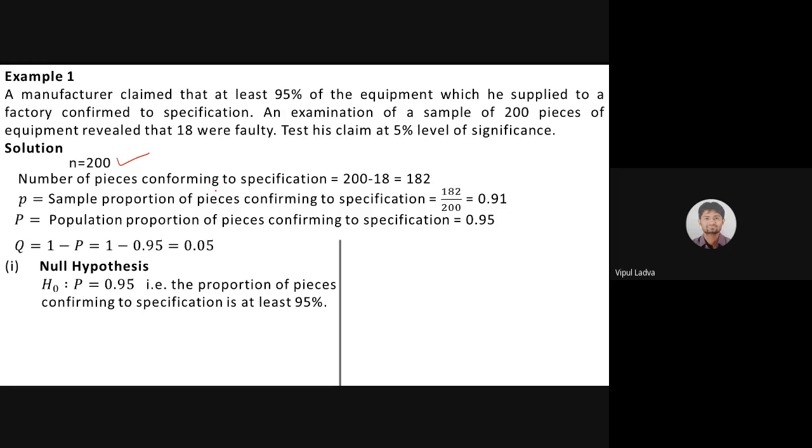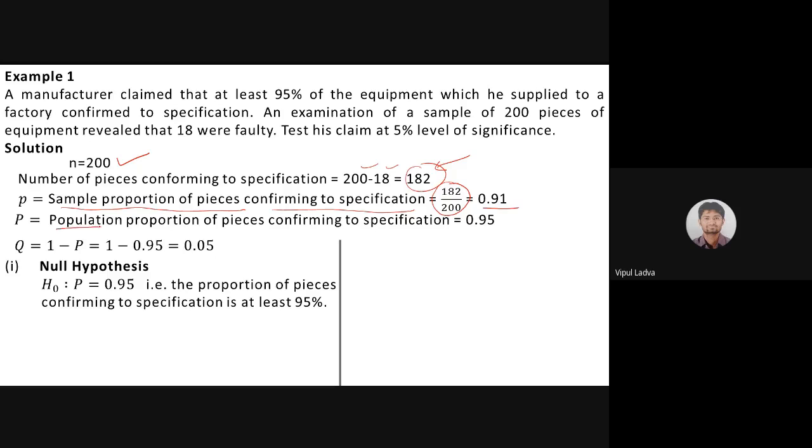The number of pieces conforming to specification is 200 minus 18, that means 182. That is tested okay material from that sample, 182. Using that 182, I can easily get the proportion related to the sample. Now, what is small p? Sample proportion of pieces conforming to the specification, that is 182 divided by 200, that will be 0.91.